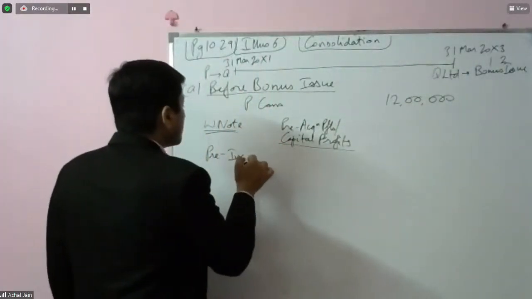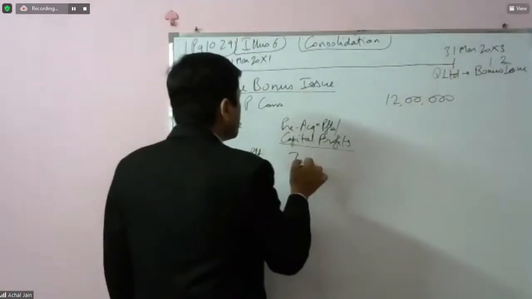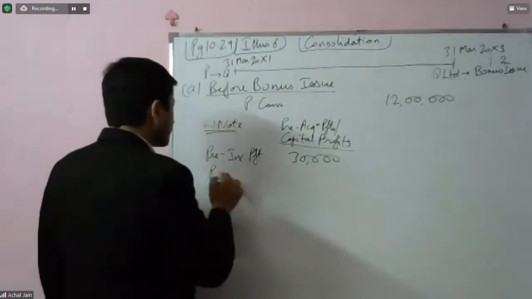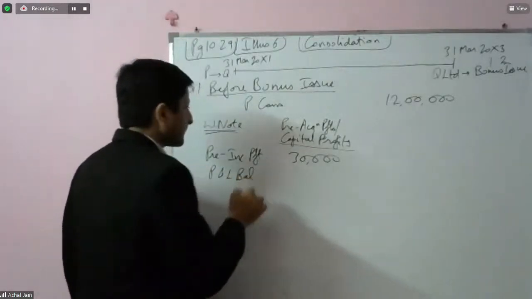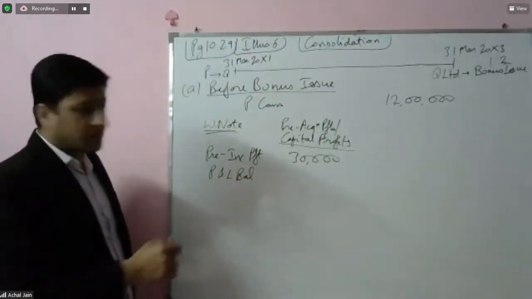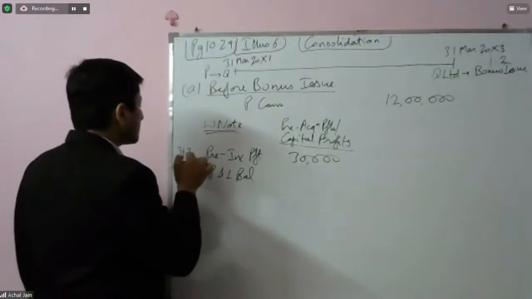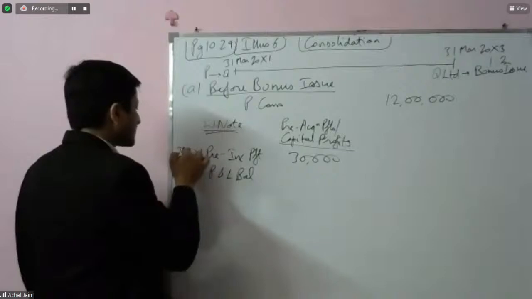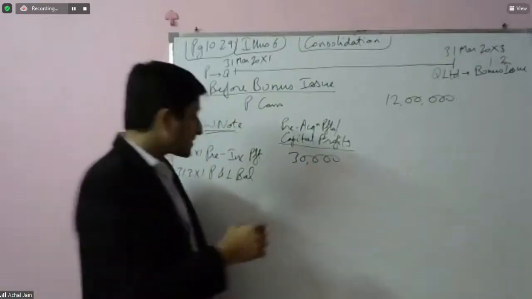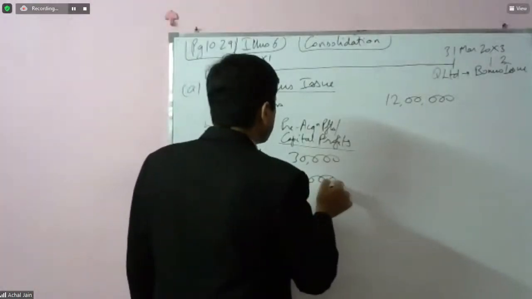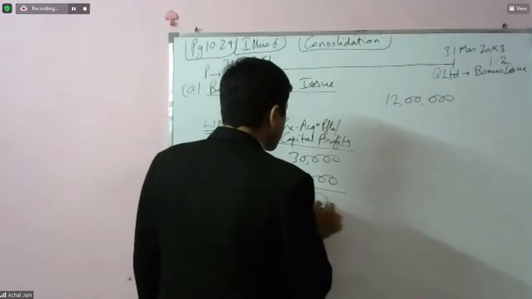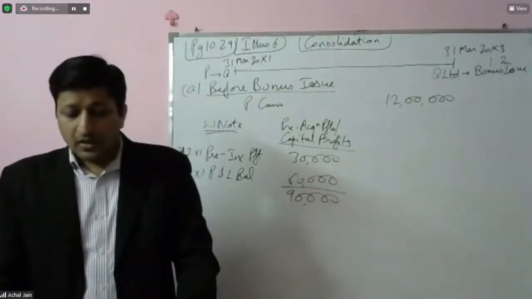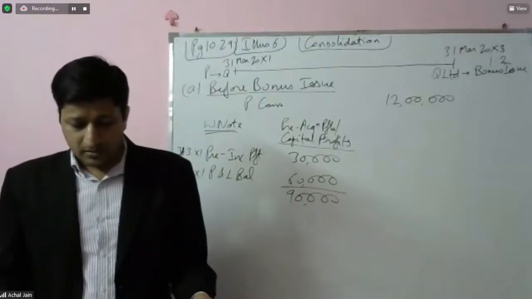So one is pre-incorporation profits, 30,000, and the second was the P&L balance. Both of these amounts are as on 31st March X1. So this is 60, and this gives us 90.